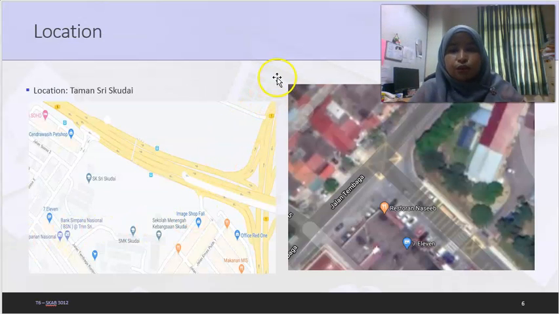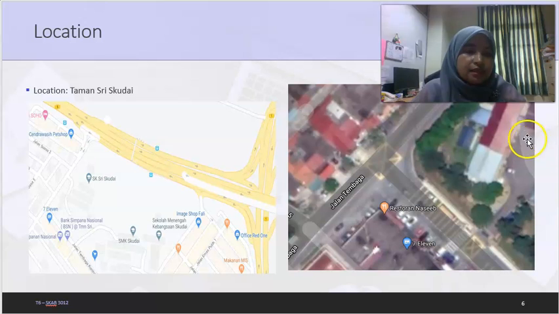So these are the locations of this experiment. You will collect the data at Taman Sri Skudai. If you see this figure, if you are from UTM, you need to make a U-turn. The McDonald's is here, so your area is around 7E. There is a junction here.